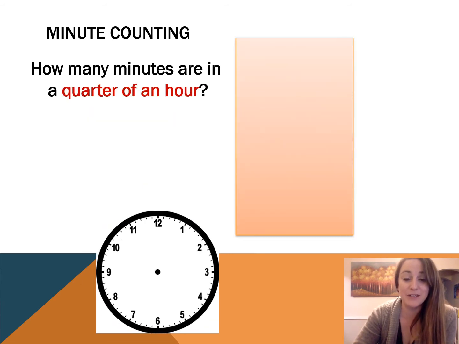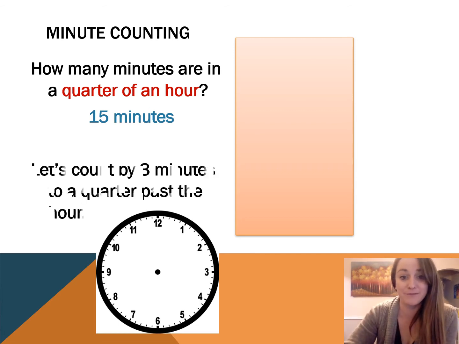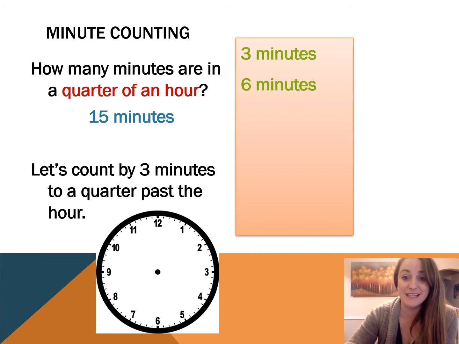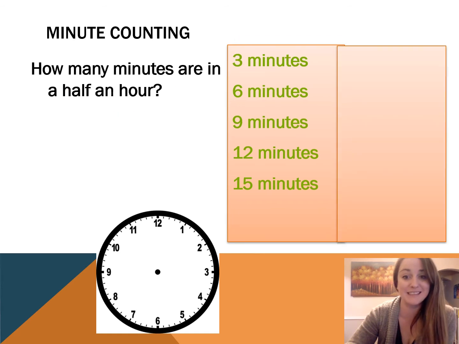How many minutes are in a quarter of an hour? 15 minutes. We call it a quarter because quarter is like saying 4, and there are 4 15 minutes in an hour. Let's count by 3 minutes to a quarter past the hour. 3 minutes, 6 minutes, 9 minutes, 12 minutes, 15 minutes, or a quarter past.